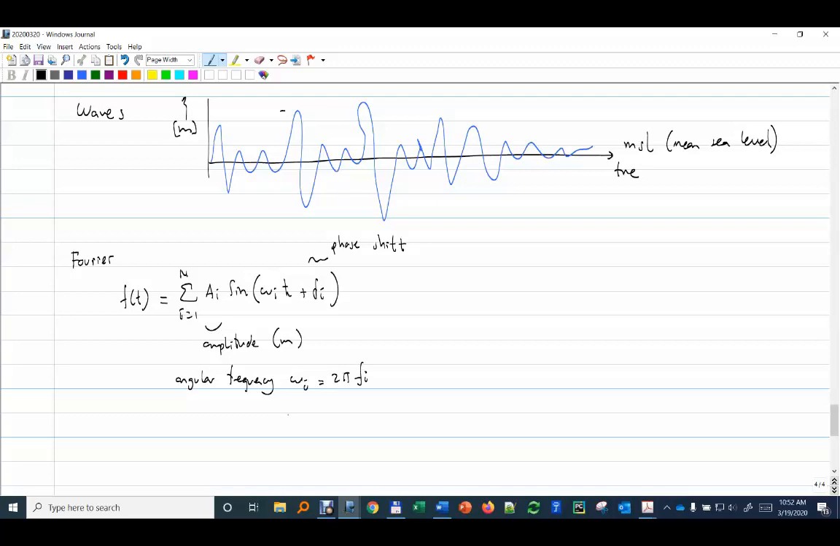See that the units of omega i are radians per second. To make the conversion, remember that the frequency is in cycles per second, and in one cycle I have 2 pi radians. So that's the conversion I made on the frequency; the cycles cancel, and I end up with radians per second. But it's essentially the same as frequency.